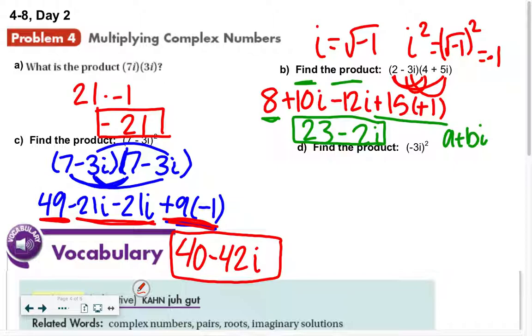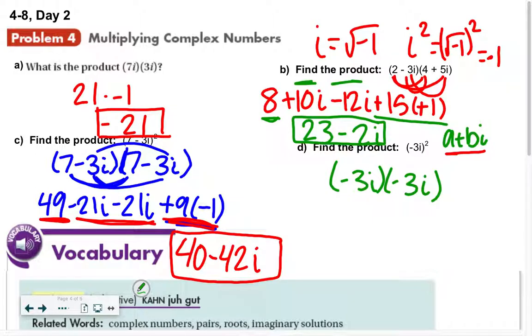Questions? Not always. It depends if they're set up with both parts looking like a plus bi. Whereas this one didn't have that a part, it just had the bi. And what a good segue. This one, -3i squared, again, I don't have that a part, so that's just like -3i times -3i.